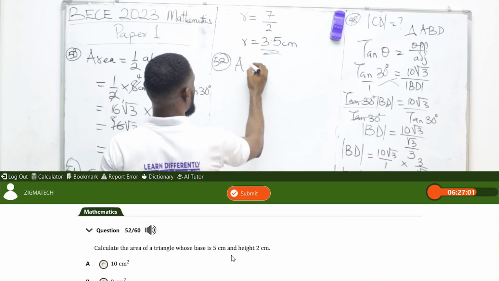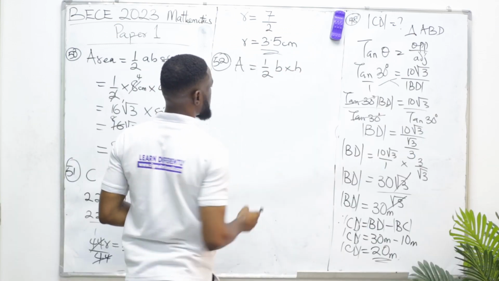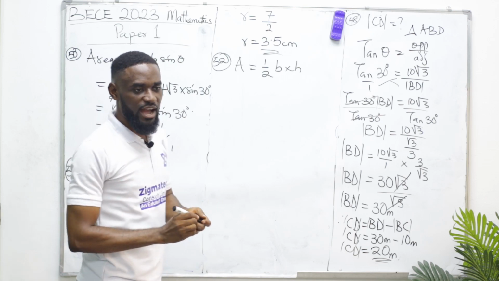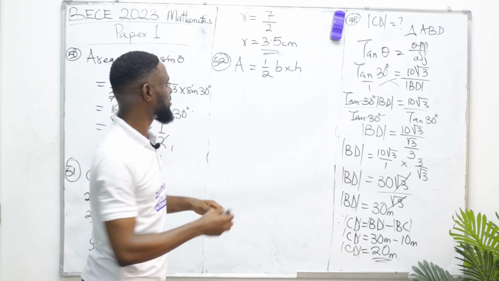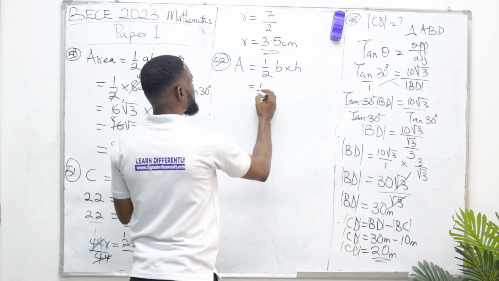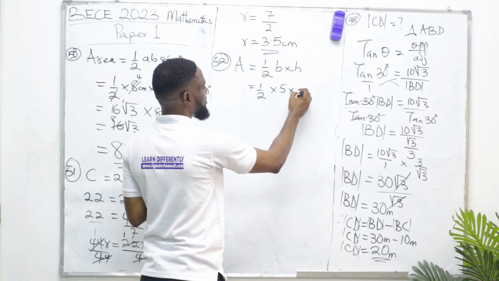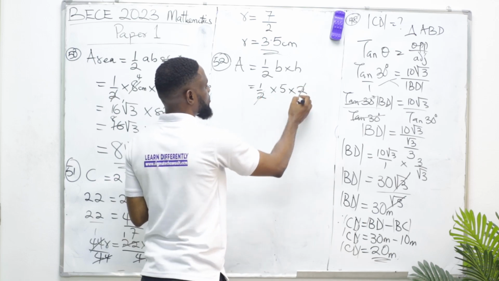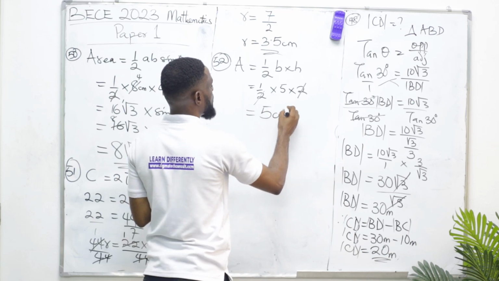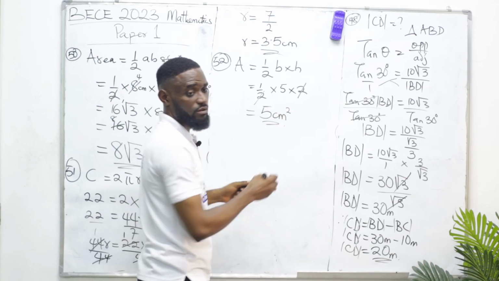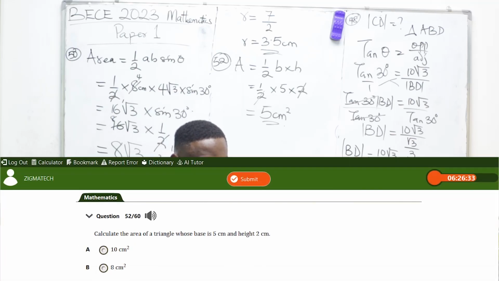The area of a triangle is equal to half base times height. The base there is 5 cm, height is 2 cm. So it equals 1/2 times 5 cm times 2 cm. The 2 cancels 2, so the area is 5 cm squared. So it's option C.